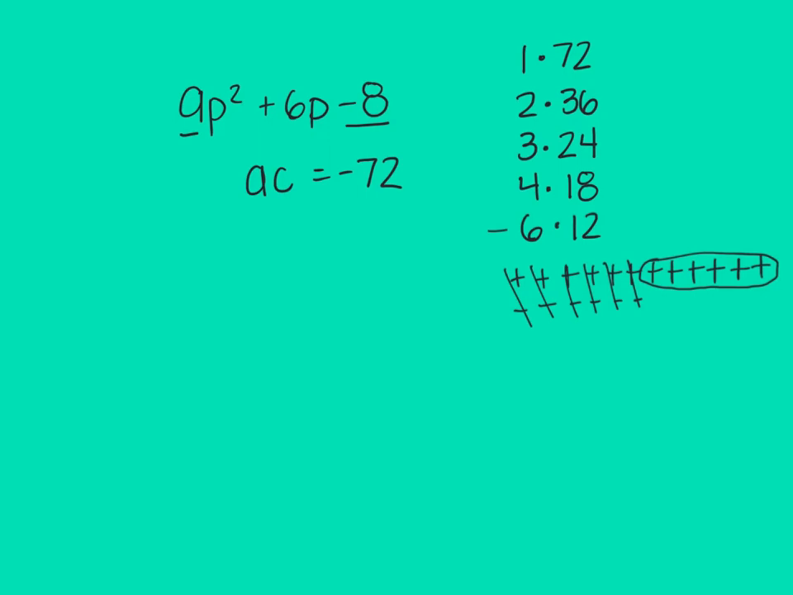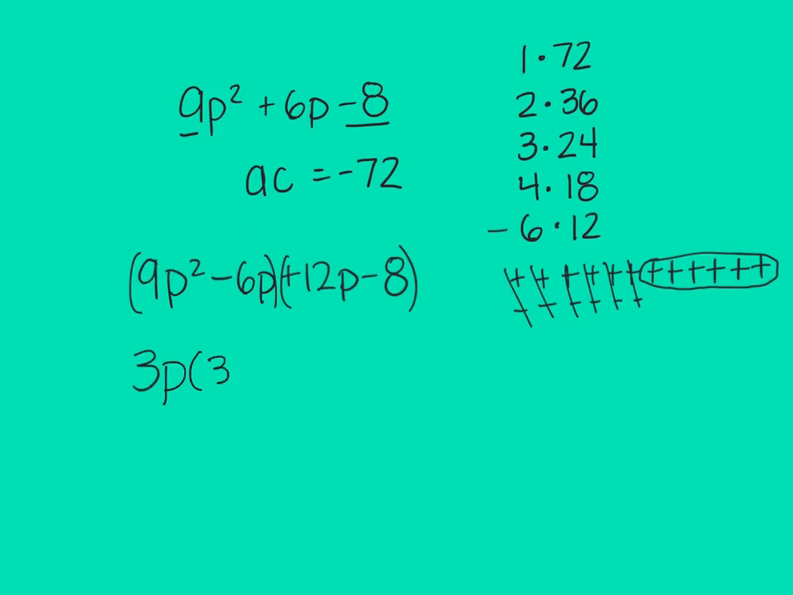So I know that the two numbers I'm going to split up 6p into are negative 6 and positive 12. So I will rewrite it to negative 6p, positive 12p, and then we'll factor each group for our last step. So in this first one, a number that they both can be divided by is 3, so I can factor out a 3. I also notice that they both have a p, so I can factor out a p as well. On the inside, I'd be left with 3p minus 2.